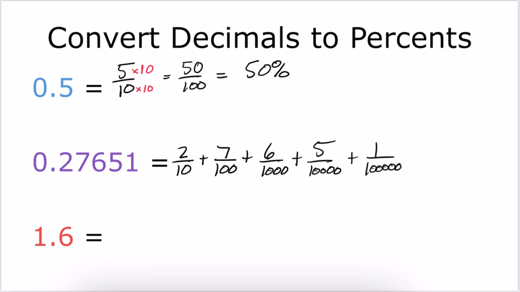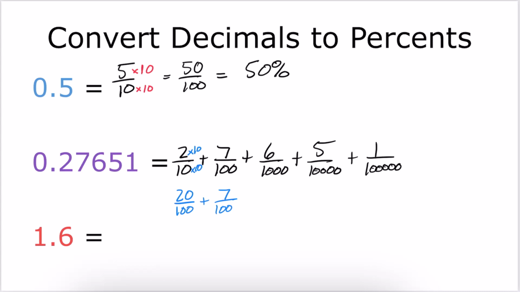And our goal here is to make it so that all the denominators are 100, which isn't too hard for the first two because if I multiply 2 times 10 and 10 times 10, that tells me that 2 tenths is the same thing as 20 hundredths. And the second one isn't too bad either because it already has a denominator of 100. However, this step might be a little bit confusing for your students.